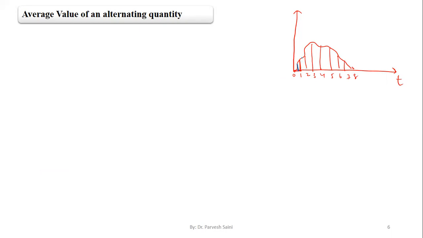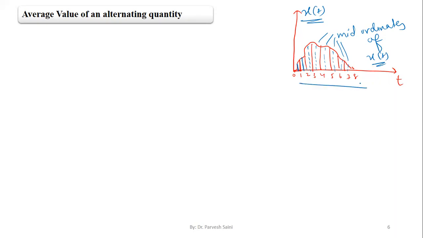Then I'll take the average of instants 1 and 2, so I will have some mid value of this. Then instants 2 and 3, so I'll have some mid value of this one. Then I'll have some more mid values. These mid values are basically known as mid ordinates. So all these are the mid ordinates of this x(t), which is a time varying signal, over this time t.